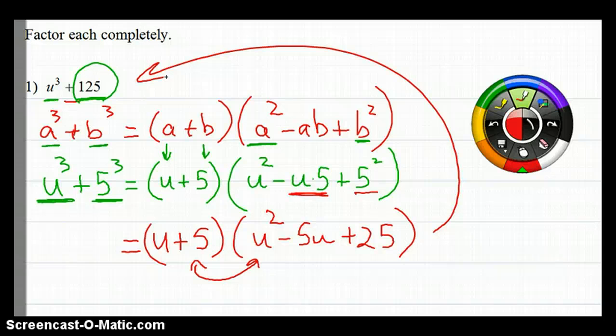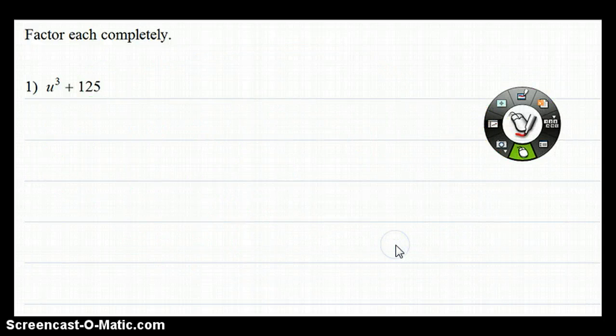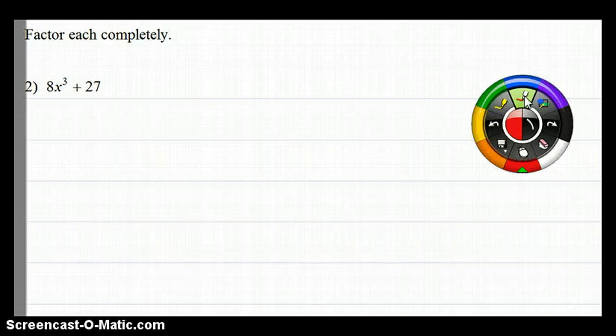So let's try problem number 2. In problem number 2, the first thing that we want to recognize again is that we have a plus. Okay? So you want to recognize that we have a cubed plus b cubed. But again, what's a and what's b? So look at your list. Down on your perfect cubes, you should see that 8 is a perfect cube, and that perfect cube is 2.